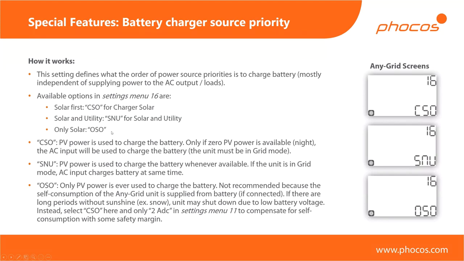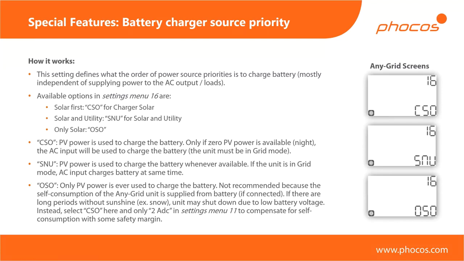So here too, we have three options. The first one is solar first. So basically, if there's solar energy available, regardless of how much, that will be used to charge your battery and nothing else at that point in time. As soon as the sun sets, or if we have, for example, snow on our PV array, or if really there's no energy coming in at all from solar, then the utility will be used to charge your battery.